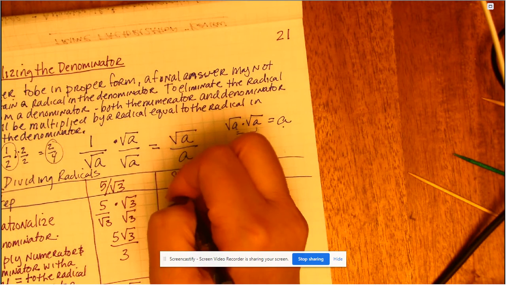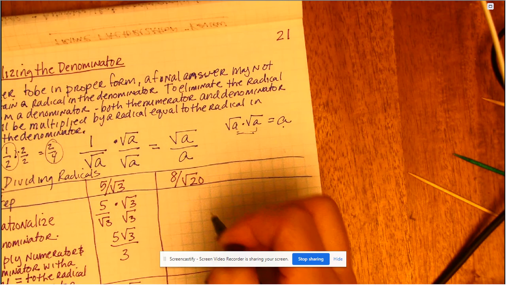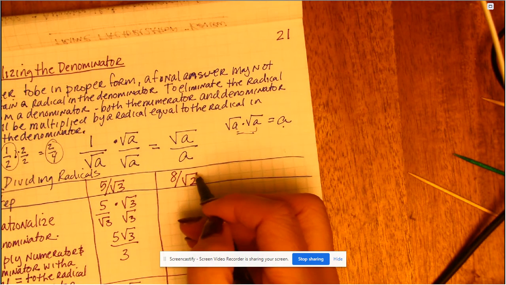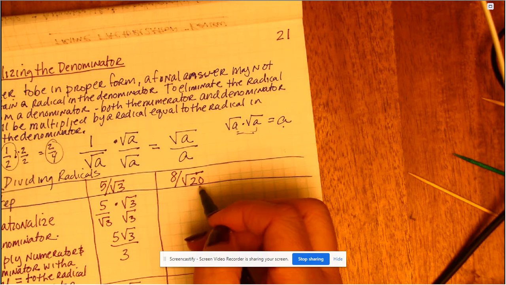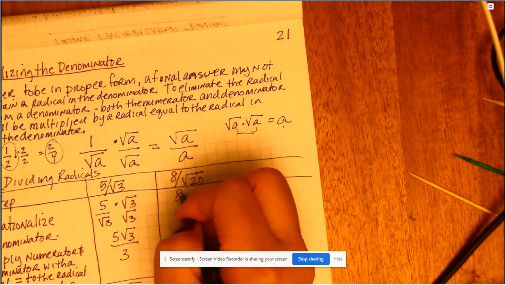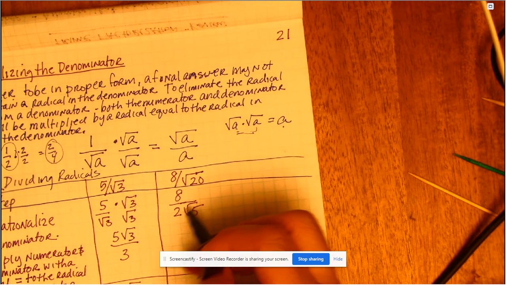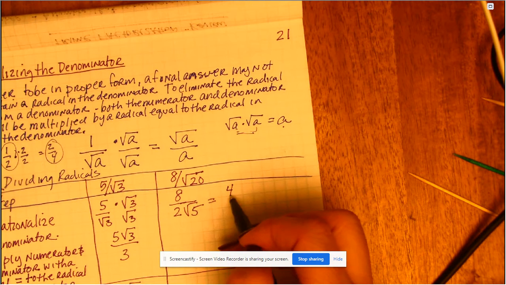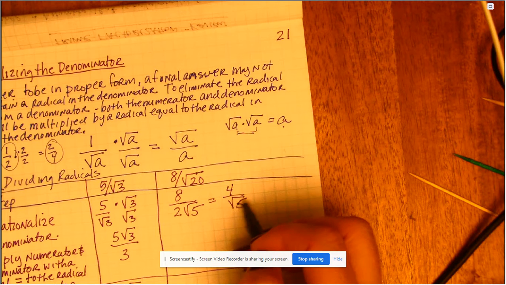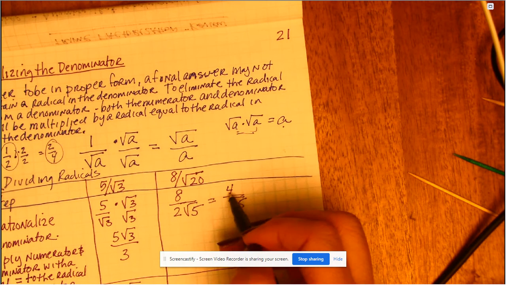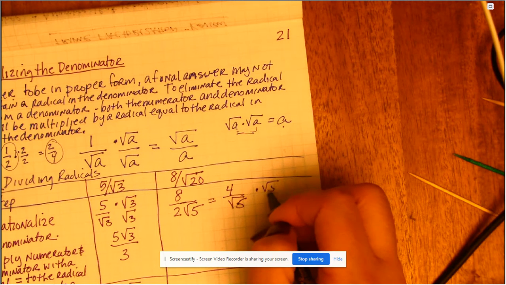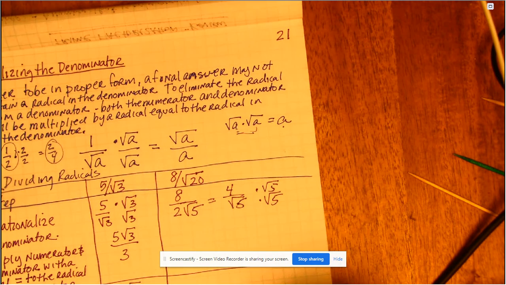What if I have something like 8 over radical 20? Well, radical 20 can be simplified, right? Because the prime factorization of 20 is 2 times 2 times 5. So I'm going to wind up with 8 over 2 radical 5. This is going to simplify to be 4 over radical 5 because 8 divided by 2 is 4. So I'm going to multiply both the top and the bottom by radical 5. And my next step gives me 4 radical 5 over radical 5.